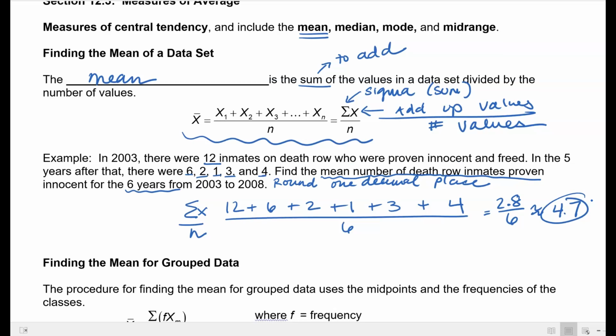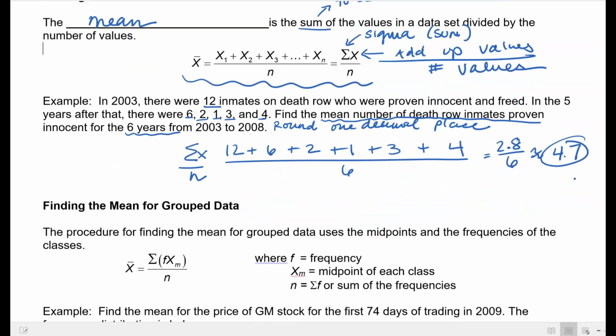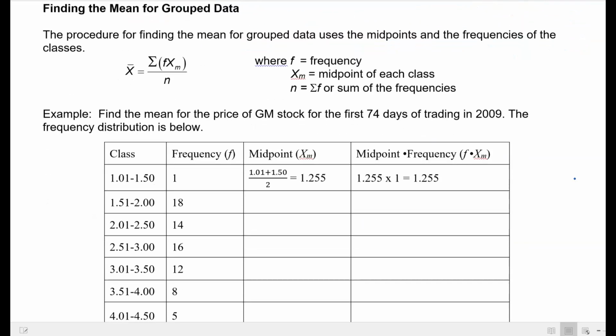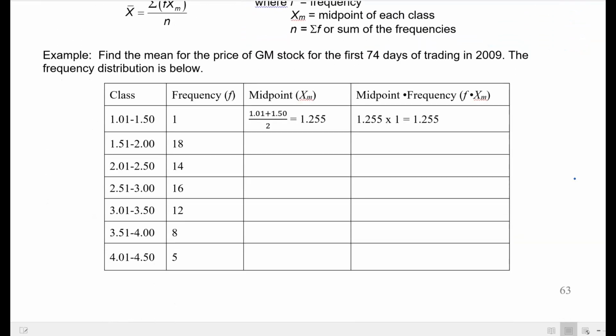We're going to go on to the next one, which is a little bit less straightforward. So what happens if you have grouped data? Let's talk about what grouped data is. We're going to look at this frequency chart down below, and it's asking us to find the mean price of GM stock for the first 74 days of trading. You've got some classes here on the left-hand side, so let's talk about what these classes are and how to interpret this. Let's look at this class right here.